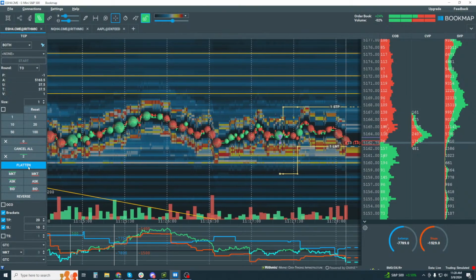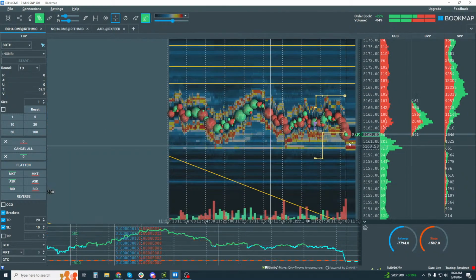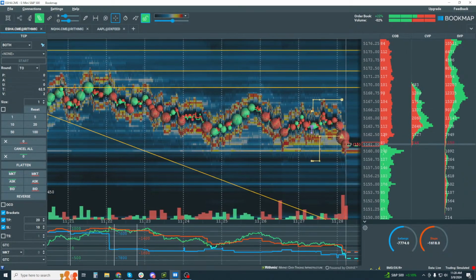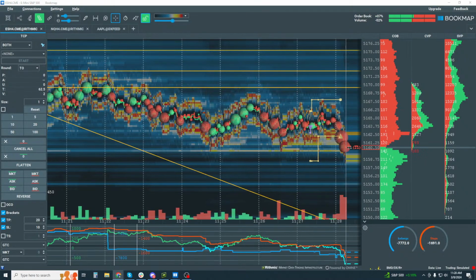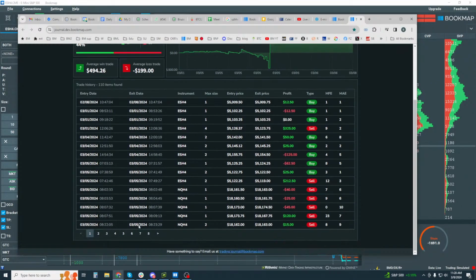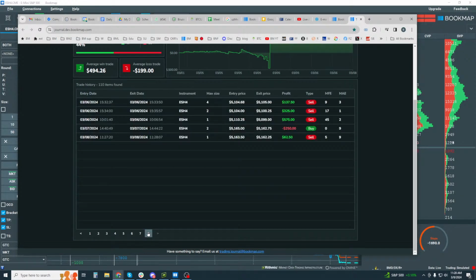Okay, we're not looking for much, just there. Okay, there's our move. There, we're out of the market. That's that. Now, let's go over to the trade journal here, and you get your pages down here. Okay, we'll go to page 8, and then here's that last trade, 11:27, right?